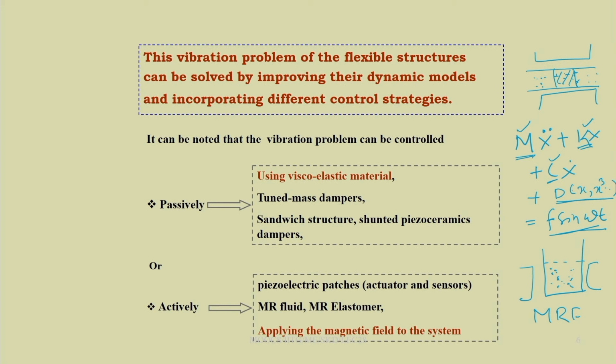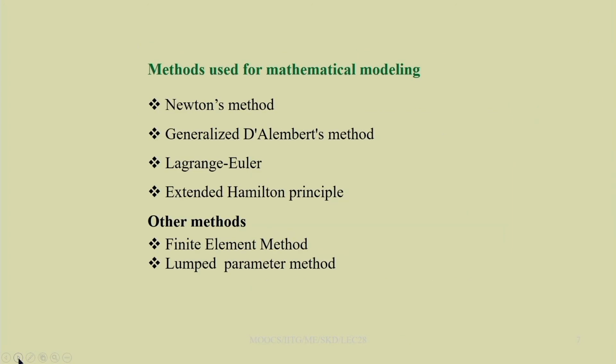then tuned mass dampers. We know the tuned mass damper or centrifugal type of dampers are also available, which can absorb the vibration for a wide range of frequency. Similarly, by using the sandwich structure, piezoelectric material, or other smart materials like shape memory alloy, we can change the property of the system. Similarly, actively, piezoelectric actuators and sensors, MR fluid, MR elastomer, applying a magnetic field to the system, we can control this vibration.